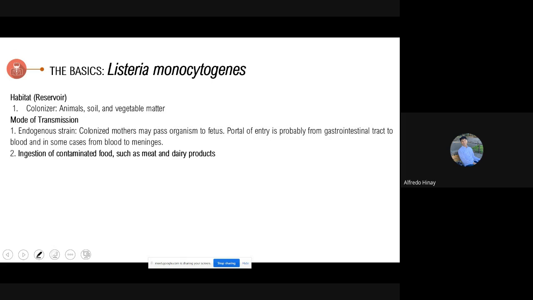Okay? So as I mentioned earlier that your Listeria monocytogenes is found in dairy products class or contaminated food. They are colonizer of your animal, soil, at saka vegetative matter. So very prone for the environmental contaminant class. Endogenous strain naman class, colonized mother may pass organism to fetus. Ayan, same na naman, di ba? Familiar. You have the same characteristic of your S. agalactiae.